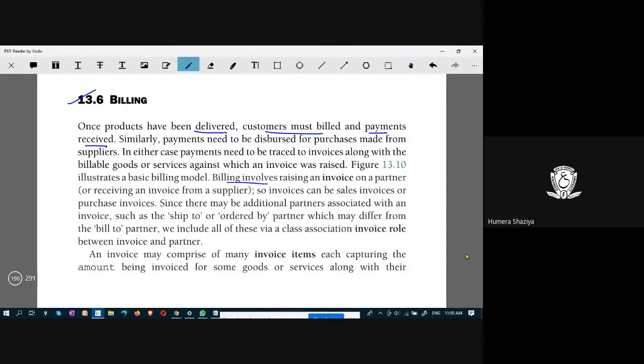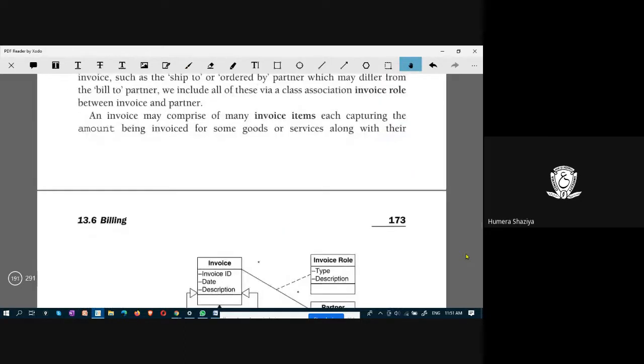Billing involves raising an invoice on a partner. The partner can be a supplier from whom you receive an invoice. It means here you are sending an invoice or you can receive an invoice depending on whether you are buying or you are selling. So invoices can be sales invoices or purchase invoices. And an invoice comprises many invoice items.